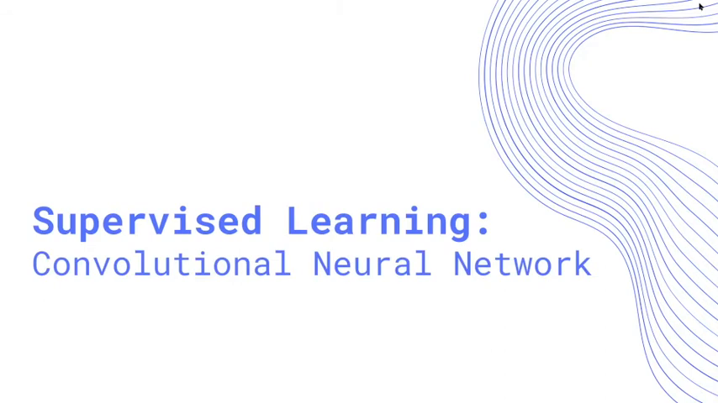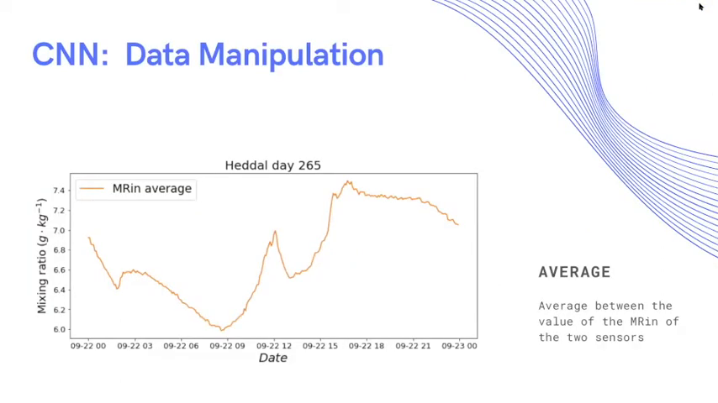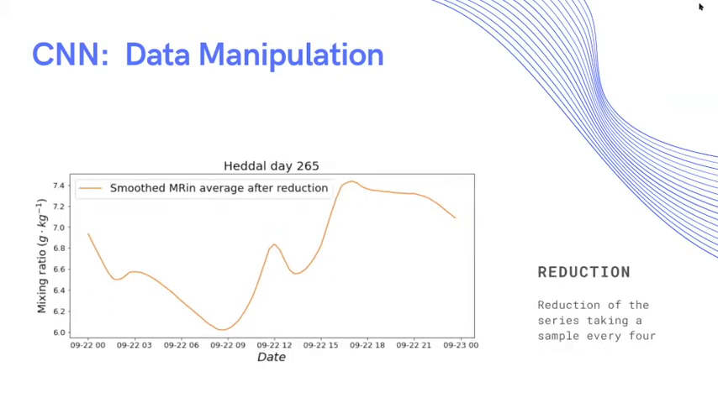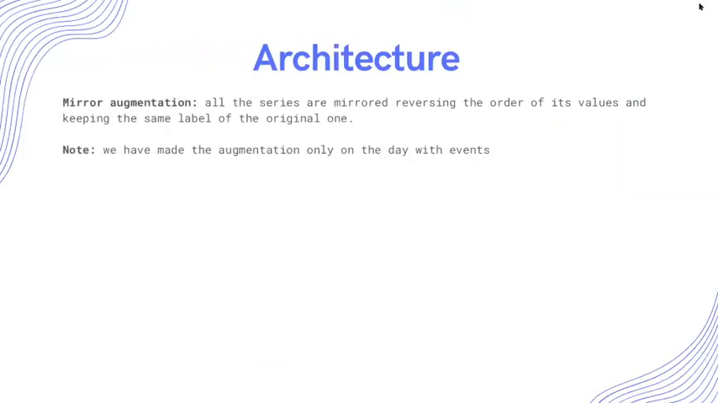At this point, we have tried a supervised learning approach, in particular a convolutional neural network for one-dimensional time series classification, using the internal mixing ratio. Firstly, we manipulate our data in 3 steps. We compute the average between the 2 sensors, then we smooth the curves, and we reduce them taking a sample every 4. We also operate a mirror augmentation where all the series are mirrored, reversing the order of all the values. It is important to know that this augmentation is made only on the days with events.